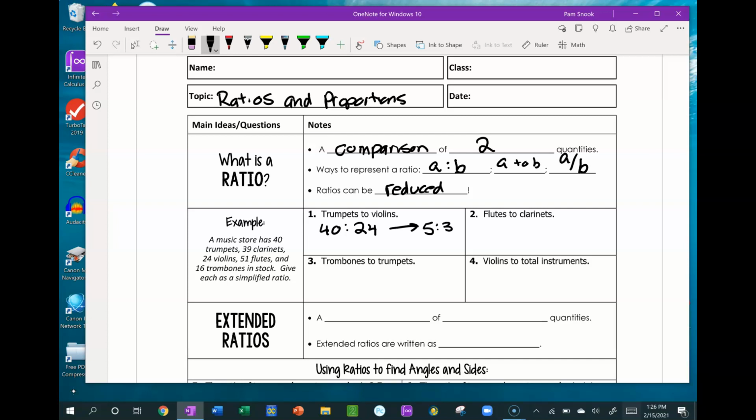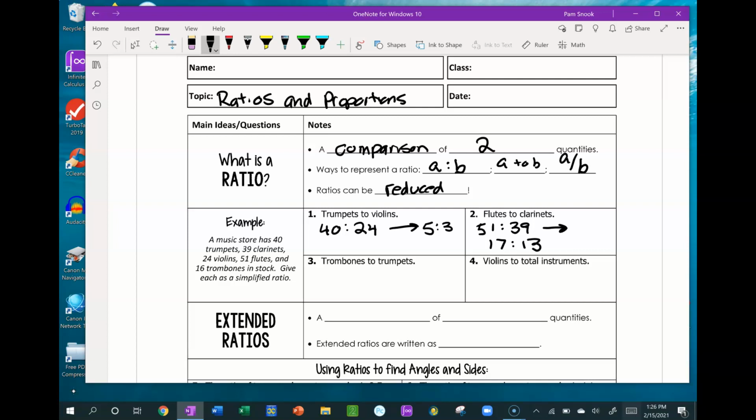Let's take a look at flutes to clarinets. We have 51 flutes to 39 clarinets, and that's going to reduce to 17 to 13, because I can pull a 13 out of both of those.